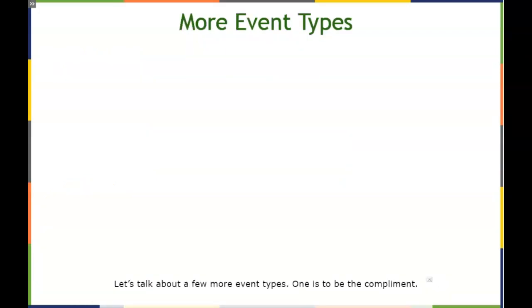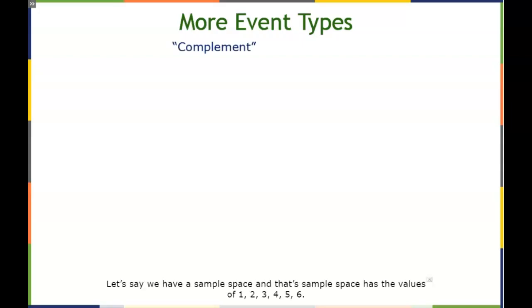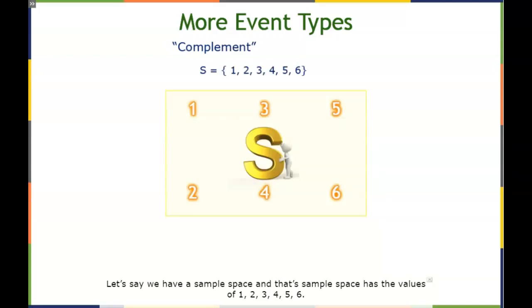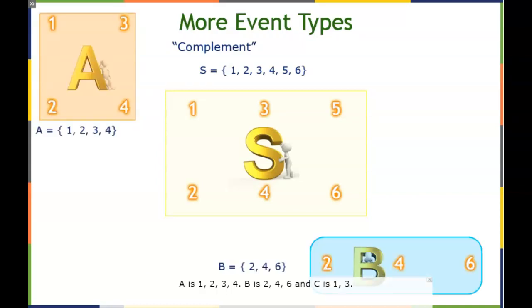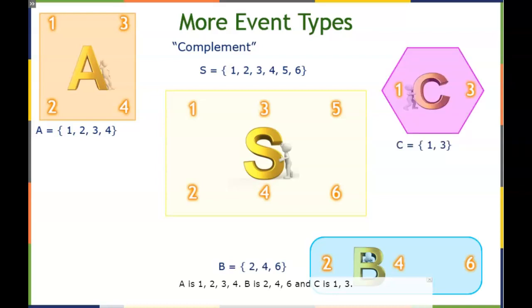Let's talk about a few more event types. One is the complement. So let's say we have a sample space, and that sample space has the values of 1, 2, 3, 4, 5, 6. We'll call that sample space S. And we have 3 other sets. A is 1, 2, 3, 4. B is 2, 4, 6. And C is 1, 3. We want to find out what the complement is of each of these sets A, B, and C.